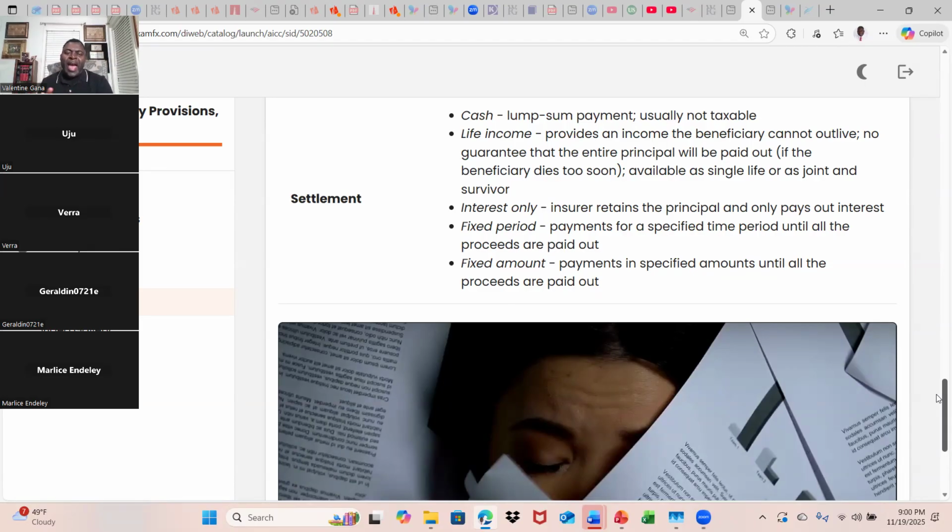What's another? Life income. And what is life income? Let's say you create a policy, there's an insured and there's a beneficiary, and you don't want this beneficiary to receive the entire death benefit at the same time. Instead, you want them to use the death benefit to create an annuity where they can be receiving money every year from the policy. That is called a life income settlement option.